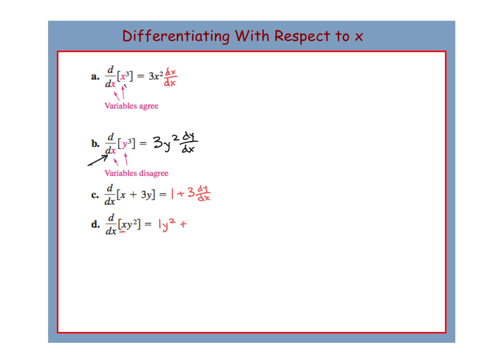What's the derivative of the second? 2y. But what needs to be popping out? A dy/dx pops out, because I just took the derivative of y with respect to x. So that's the implicit differentiation happening. And then times the first, which is x.